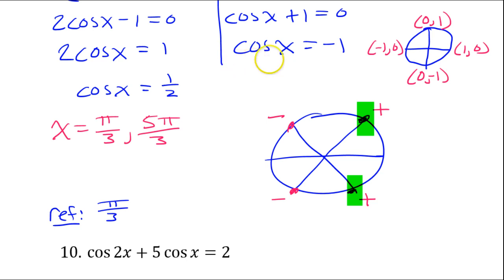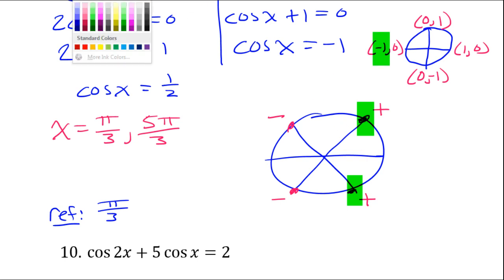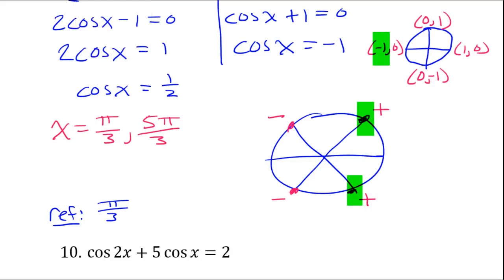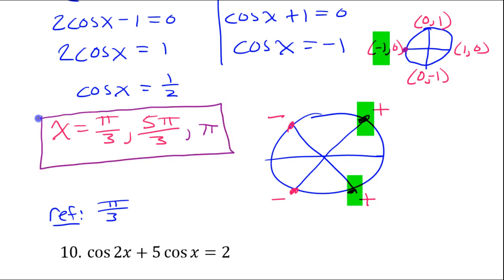Cosine is an x value. So where is the x value equal to negative 1? Boom! That's it. That's the only place where the x value is equal to negative 1. So that's why, in addition to the angles that I already have, I'm going to add one more, pi. Okay, that's because of this right here. So these are the 3 solutions to problem number 9.